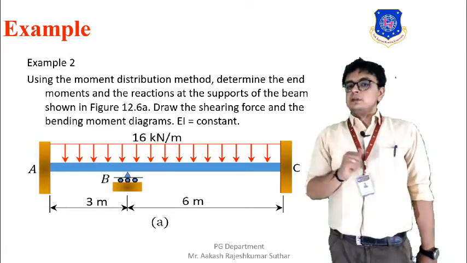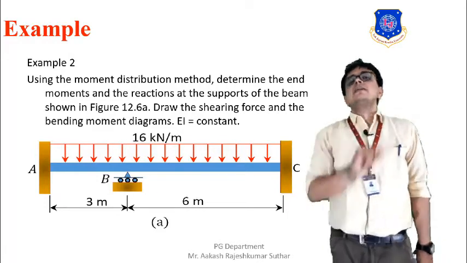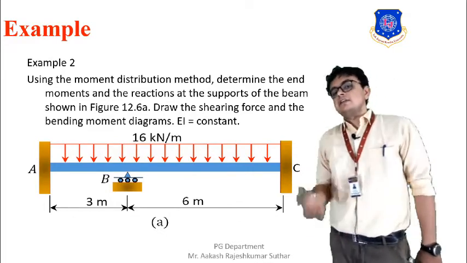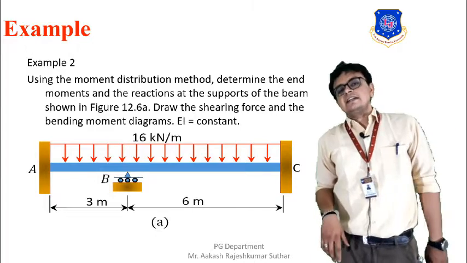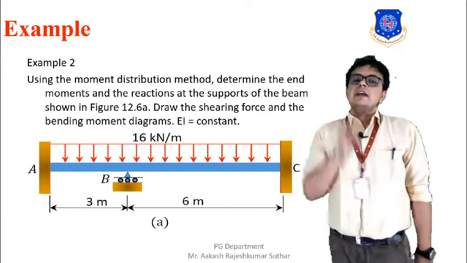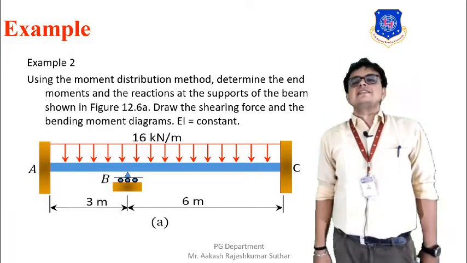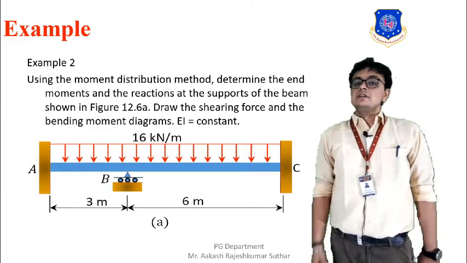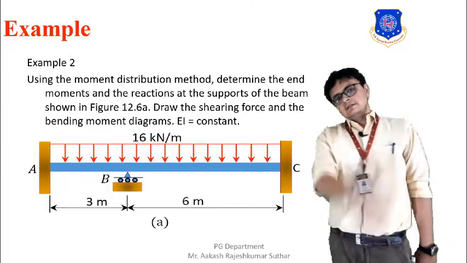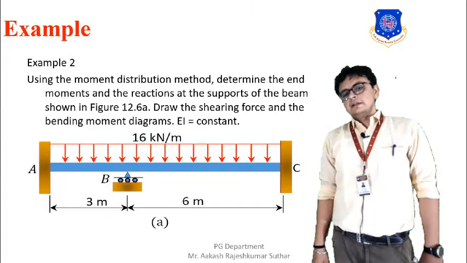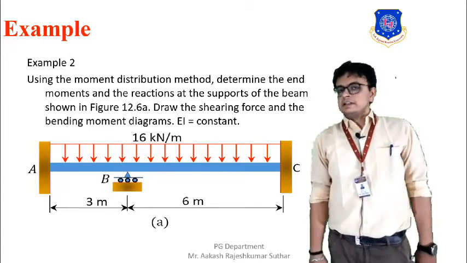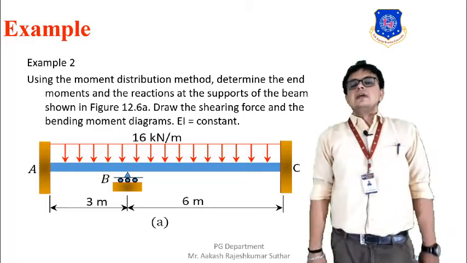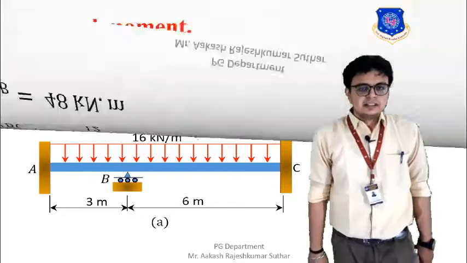The only difference will be BC will be having a negative sign because the fixed end moment acting onto it will be in an anti-clockwise direction, and we have considered the anti-clockwise direction as negative. So we are giving a negative sign to BC, and to CB we are giving the positive sign. So we have the value of W, that is 16 kilonewton per meter. We have the span L value as 6 meter. So let's just use it.